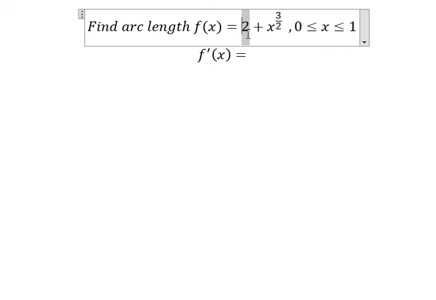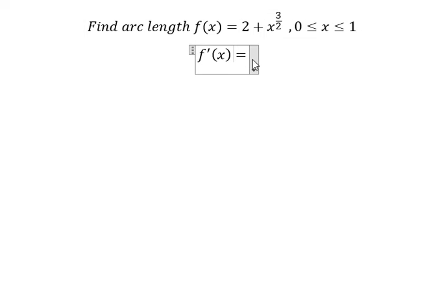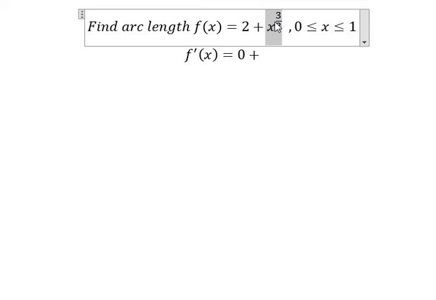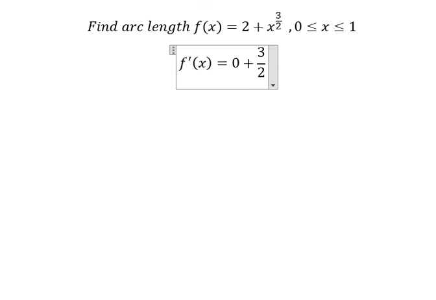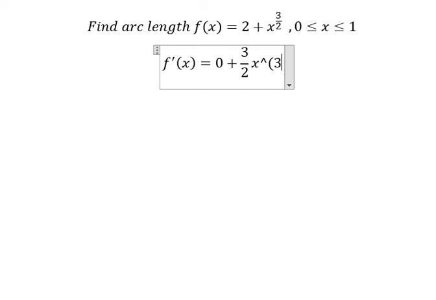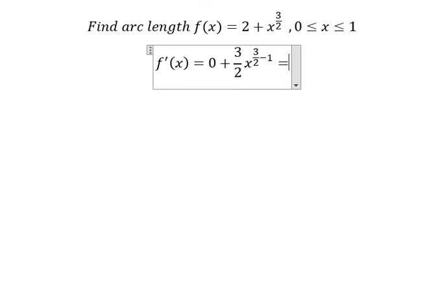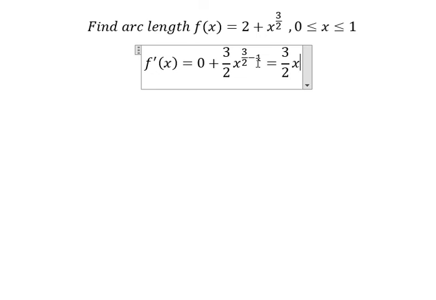So first, the derivative of number 2, you get 0. Then the derivative of x to the power of 3 over 2, we have 3 over 2 x to the power of 3 over 2 minus 1, and we simplify.